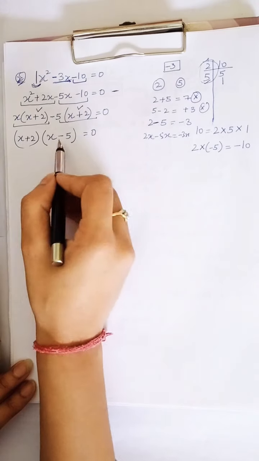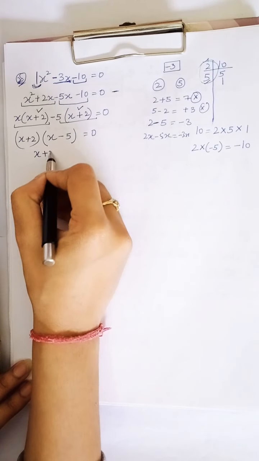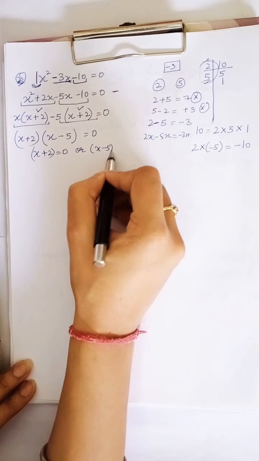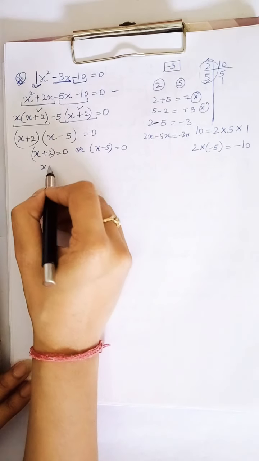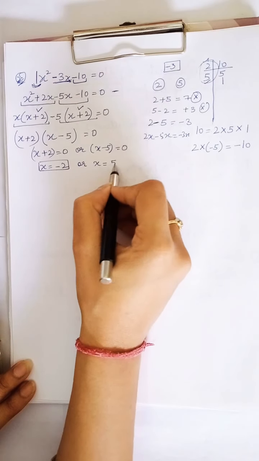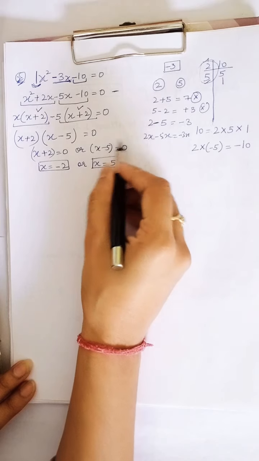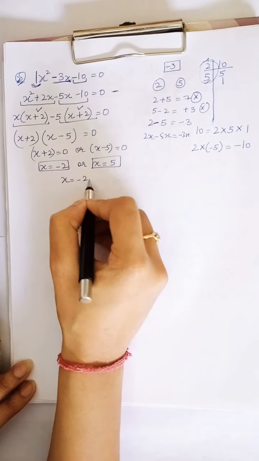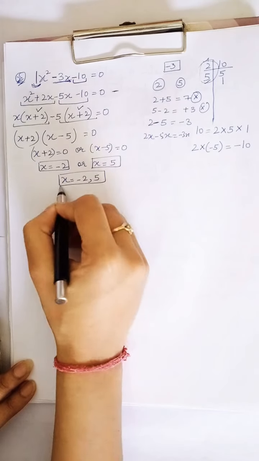Now again see, the product of two terms is 0. Either x plus 2 is equal to 0 or x minus 5 is equal to 0. What is the value of x from here? The value of x from here is minus 2, and the value of x from here is positive 5. As negative 5 goes to the right hand side, it becomes positive. So what is the value of x here? Minus 2 comma 5. This is the answer.